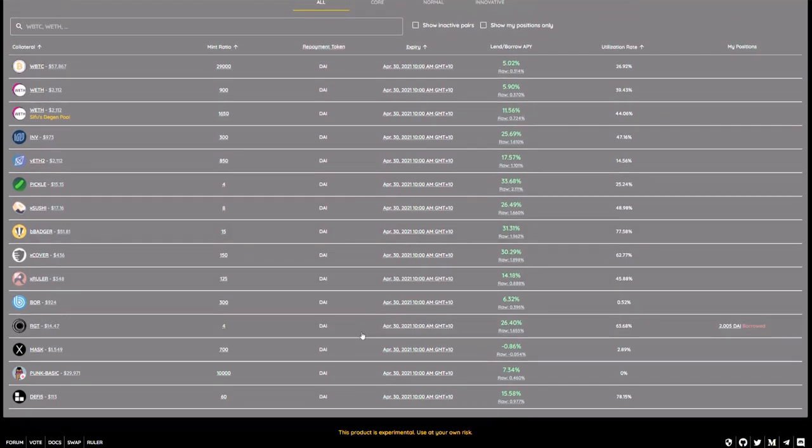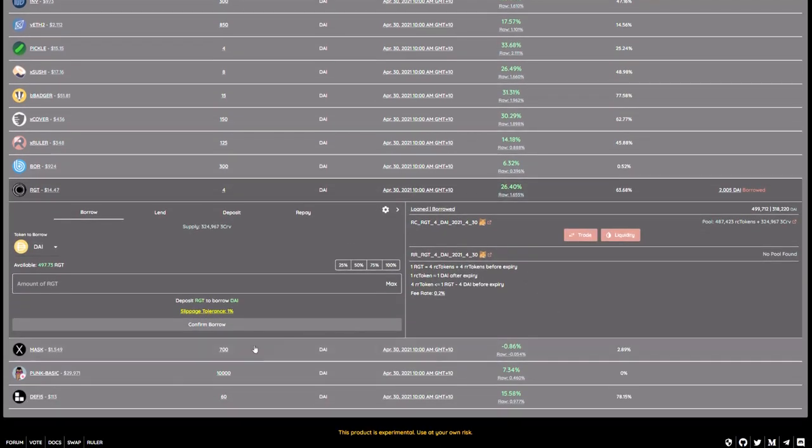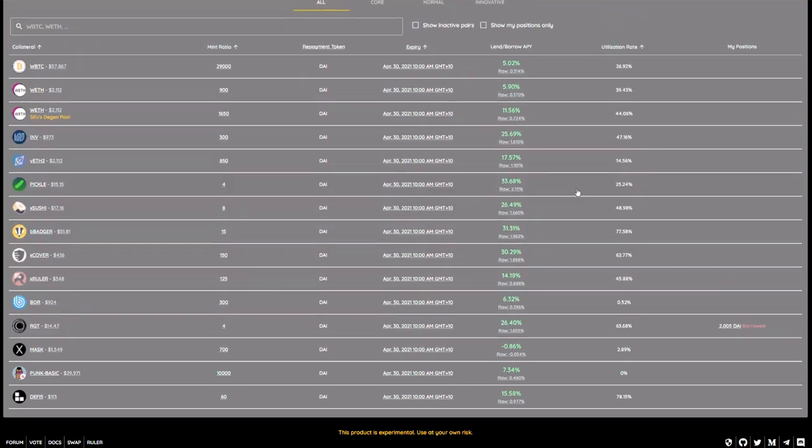Just remember to take your gas costs into account, and you can see that I've actually borrowed the 2,000. I already had 5 DAI there, and I've now been able to do my borrow, and I've got the DAI in my wallet. So that's it. That's how to borrow.